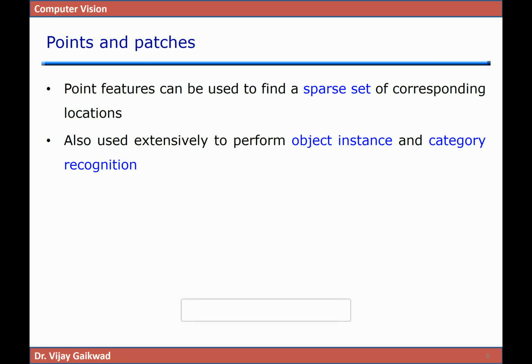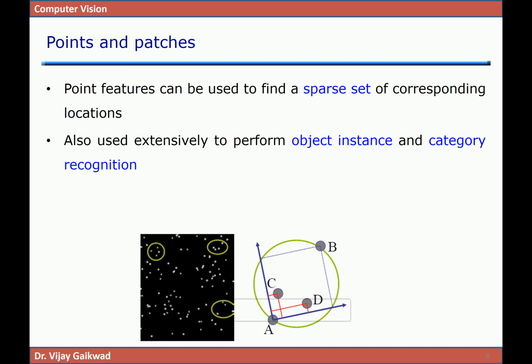Points and patches have been used extensively to perform object instance or category recognition. Any object at a particular location can be easily identified and it can be classified correctly. Let us consider one example. For example, we are interested in finding the location of stars, or we need to identify a group of stars in the space at night.